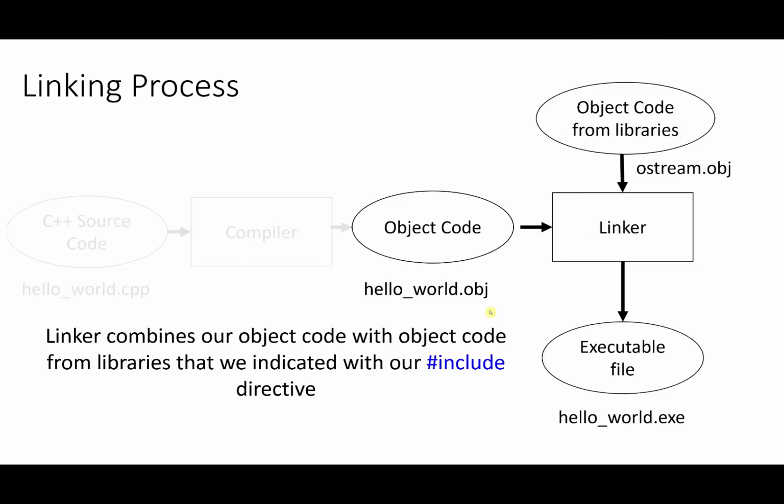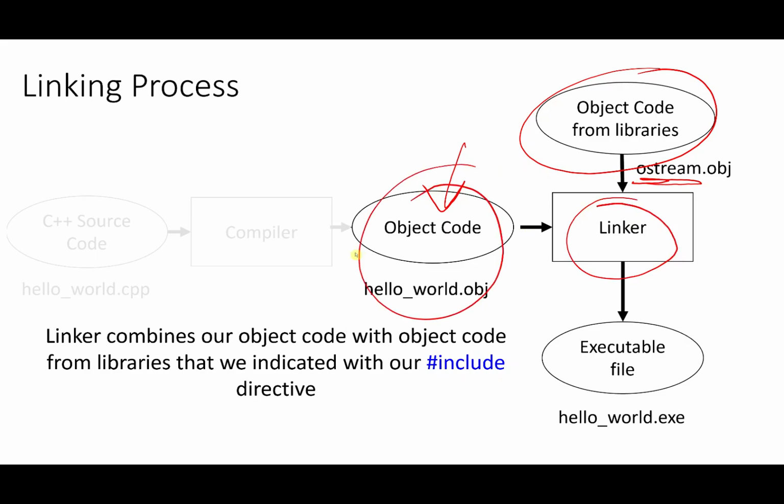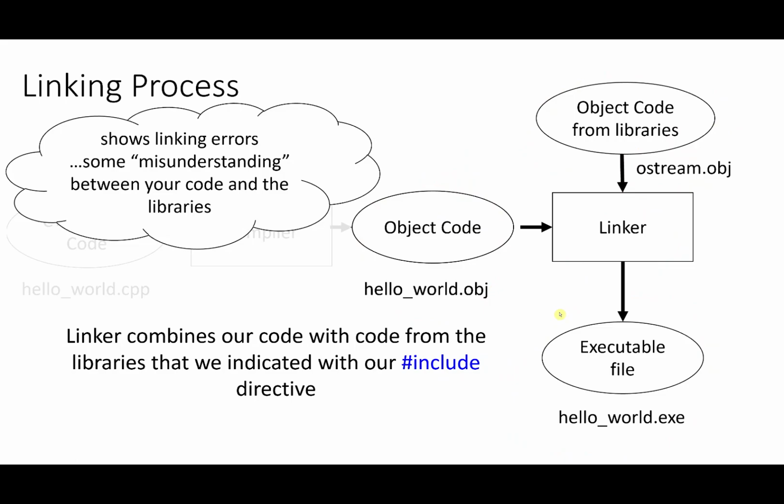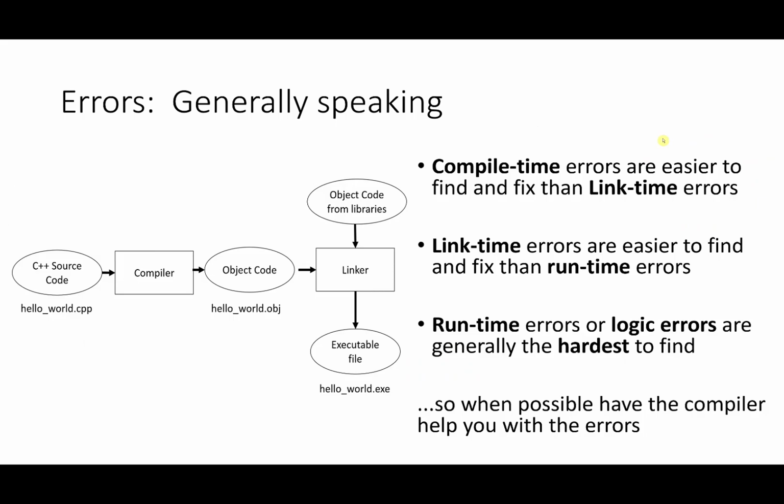Then if there are no syntax errors in the compilation process, the object code is going to be produced. Then the object code is going to be linked with the used libraries. Remember that we included iostream? The linker is going to link your object code with the iostream object code to produce the executable file. If you have errors in the linking process, they are going to show as linking errors. That means your linker does not find the thing you try to link, or something is wrong inside the linking process.